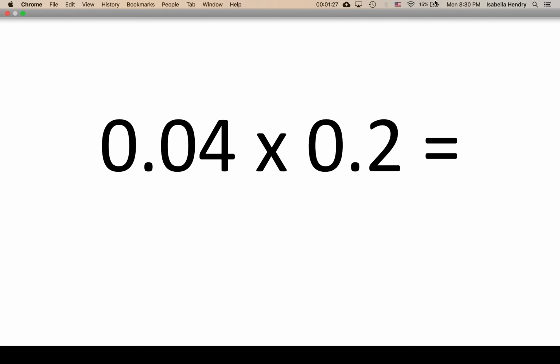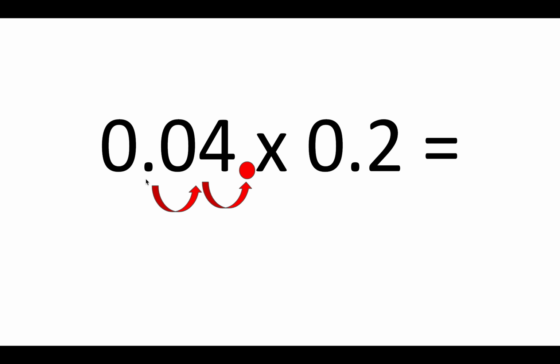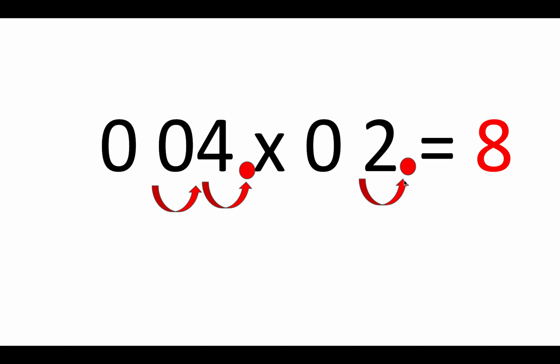So, let's see an example. Let's say I'm doing 4 hundredths times 2 tenths. So first I'm going to move this decimal 2 times to make my number 4 wholes. And I'll move this decimal 1 time to make that number 2 wholes. And we all know 4 times 2 equals 8, easy peasy. So I just multiplied like it was a regular whole number.